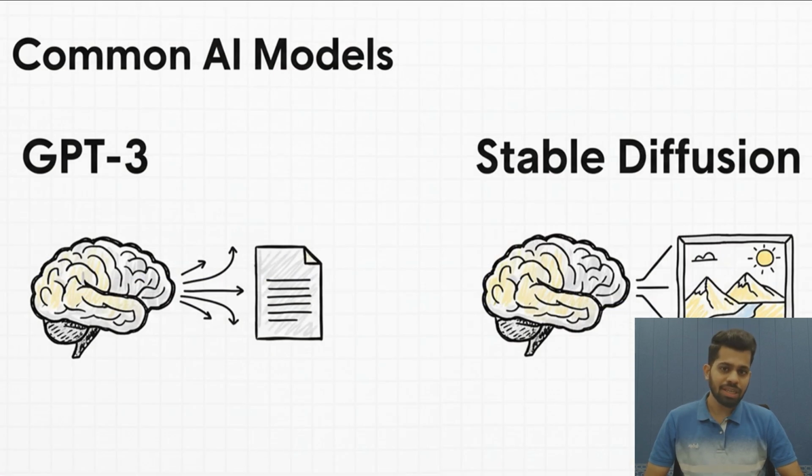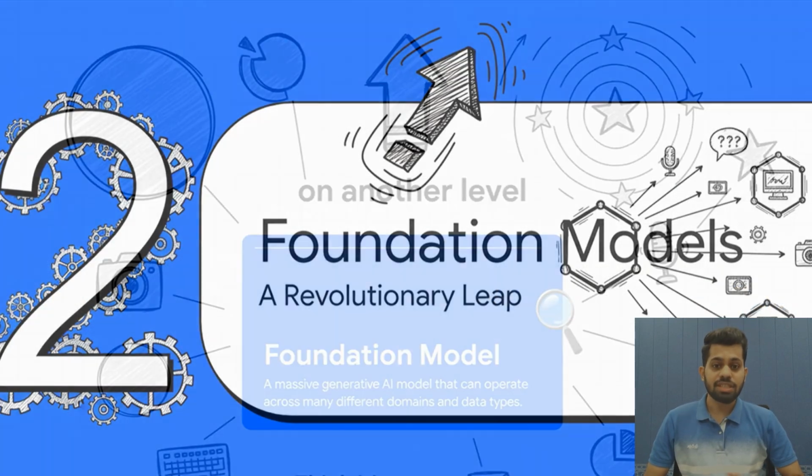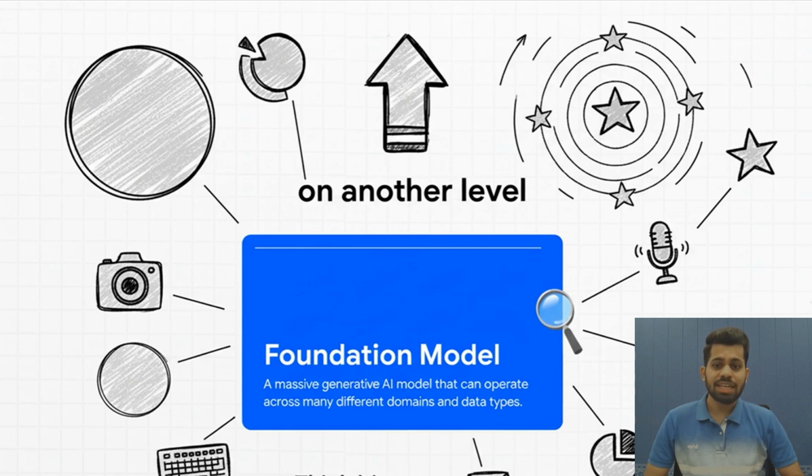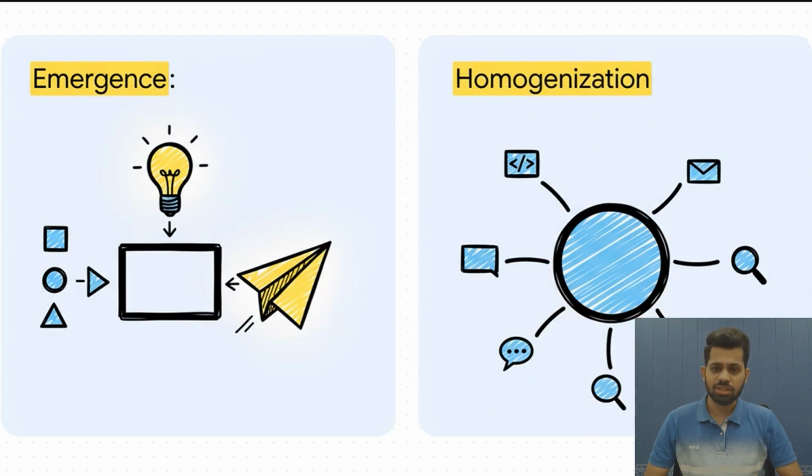Models like GPT-3, a text generation model, or Stable Diffusion, an image generation model, all exist at this level. Now let me introduce something called a foundation model. These are massive generative AI models that can generate output across specific domains or data types in a really comprehensive way. But what makes them special? Two key properties: emergence and homogenization.